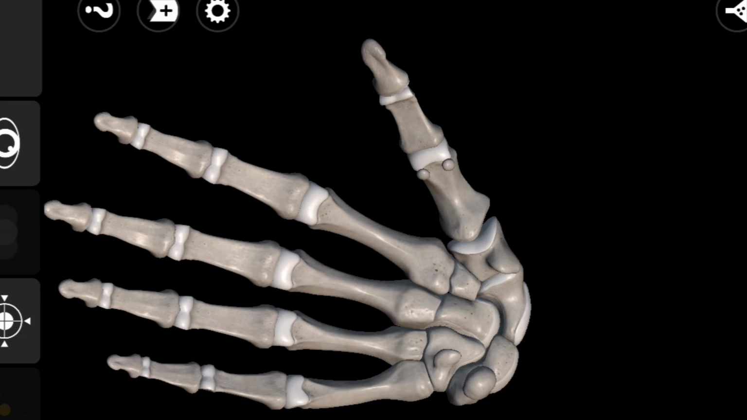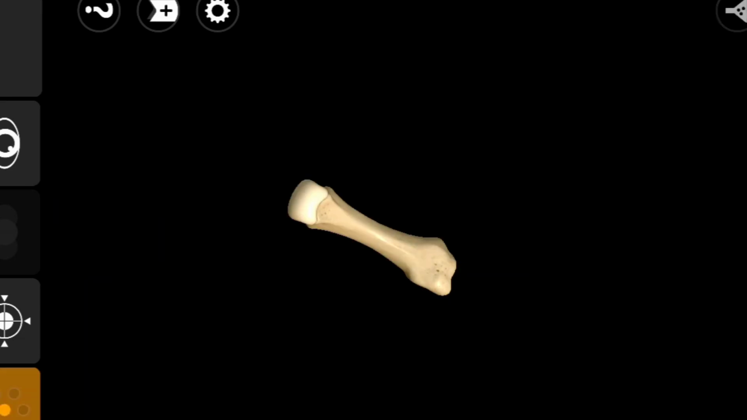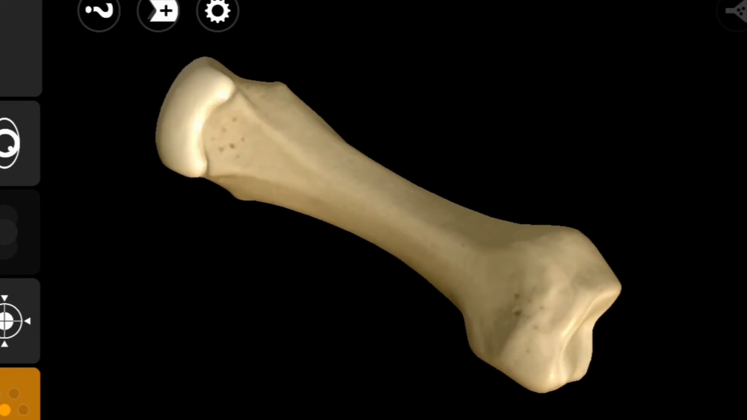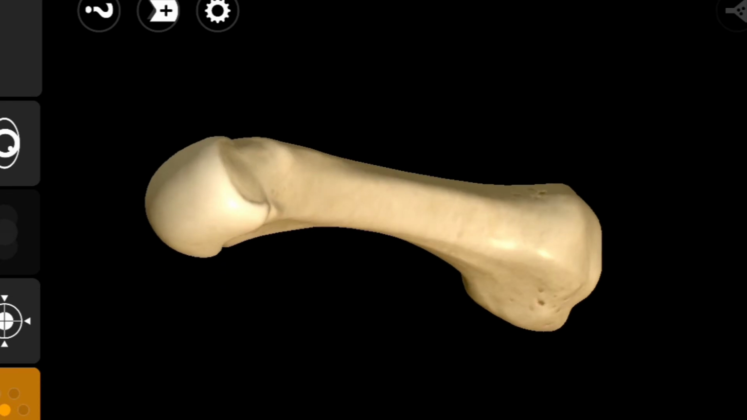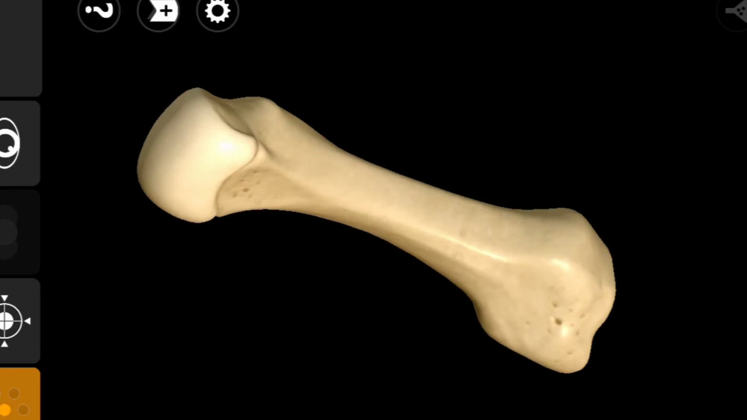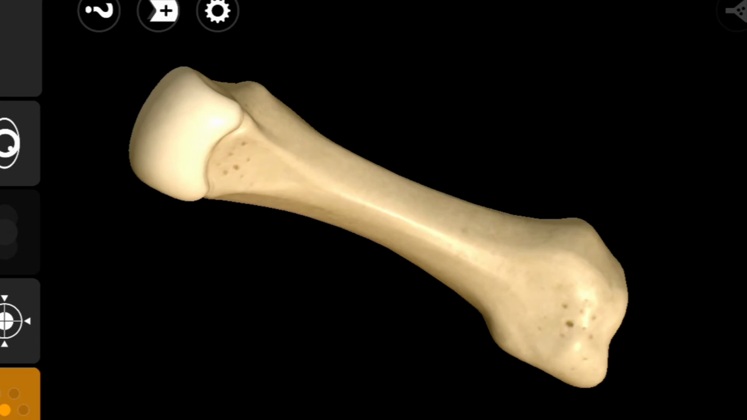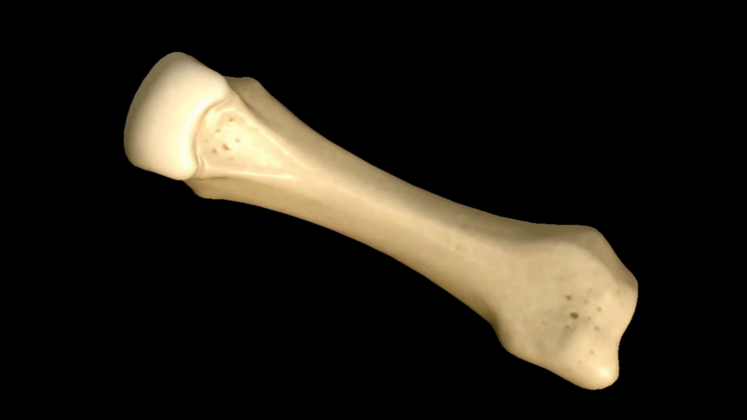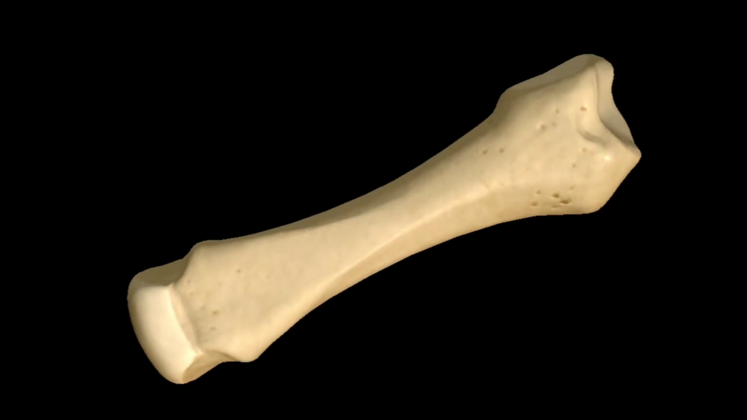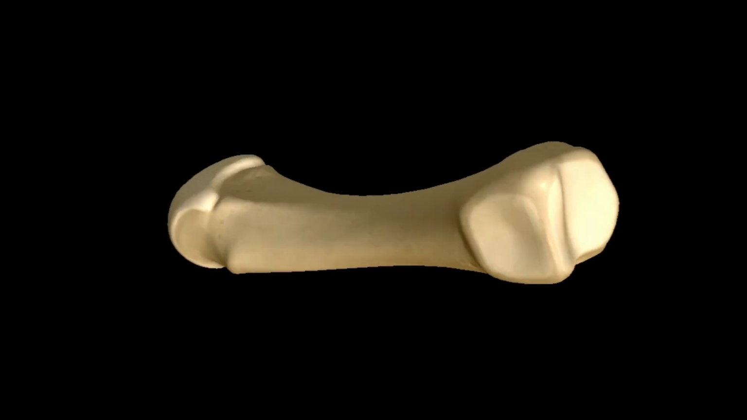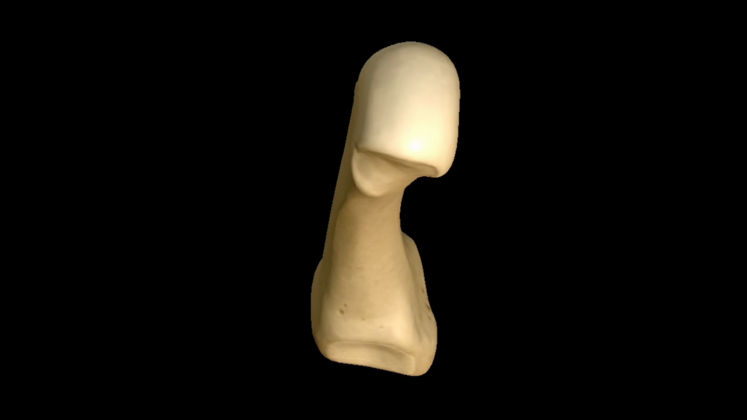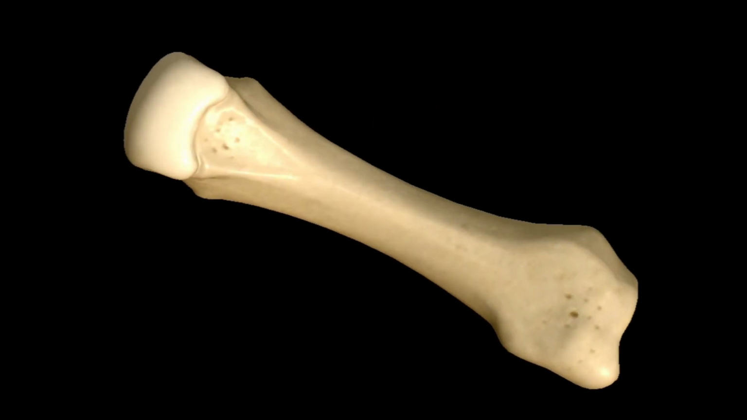Now second is the second metacarpal, also known as the index finger bone. This is a large bone. Also it has a head, shaft, and then base. It also has 3 parts. Anteriorly it looks like this, posteriorly, and then laterally, medially, superiorly, and then inferiorly. This is the second metacarpal.